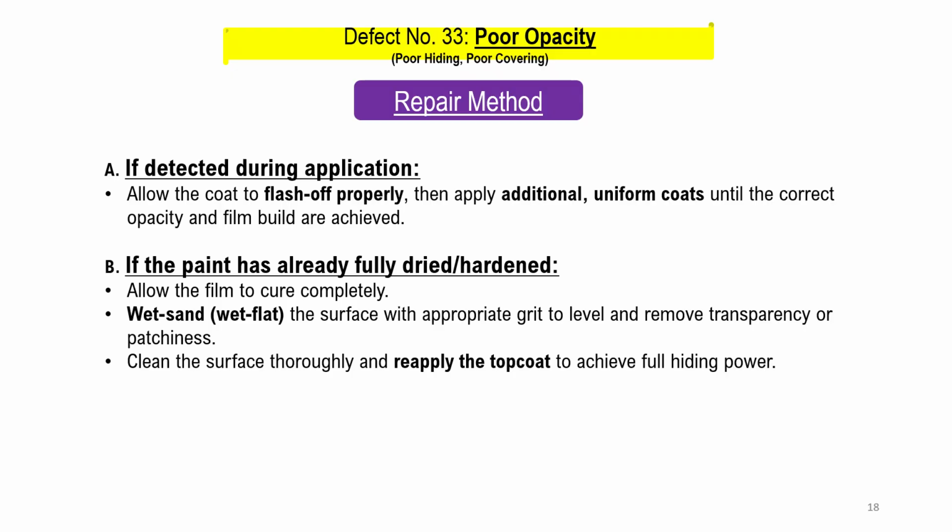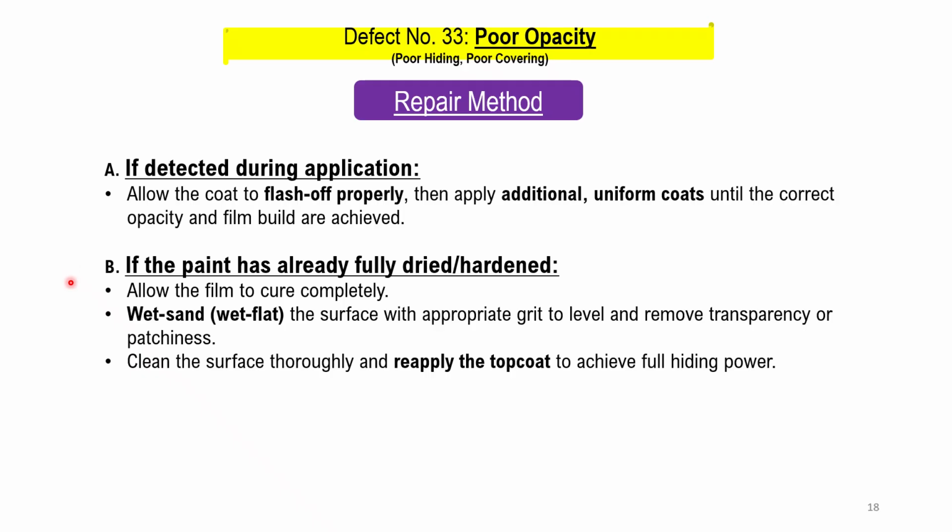Coming to the repair method in case of poor opacity, there are two situations. That is, number one, if detected during application. In that case, allow the coat to flash off properly, then apply additional uniform coats until the correct opacity and film build are achieved.